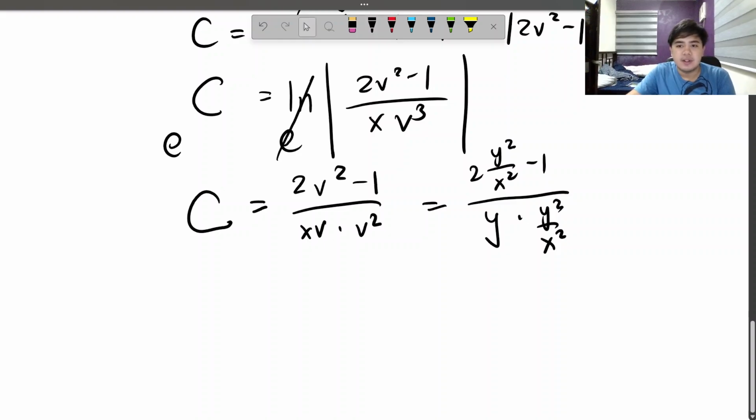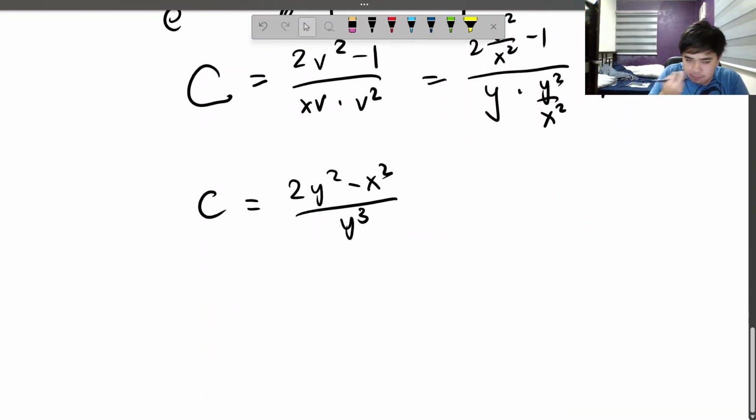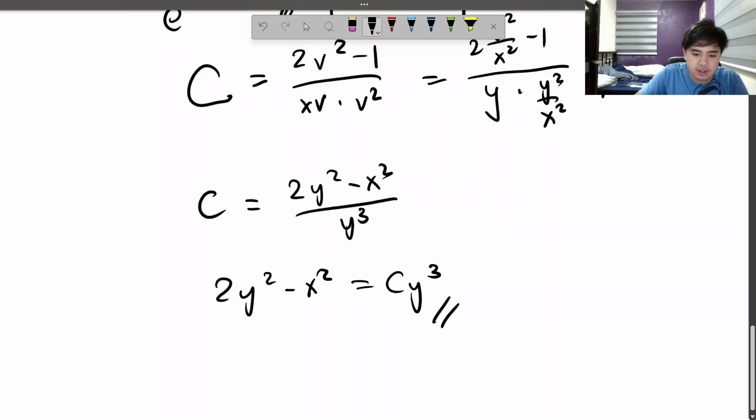All right. So now we can multiply both the numerator and the denominator by x squared. We get 2y squared minus x squared over y cubed, and x squared is gone because it cancels out, and that's the answer. If you want to be complete, you can multiply both sides by y cubed. So 2y squared minus x squared equals cy cubed. And there you go. I believe that's the answer. There is no specific condition. So there you go.